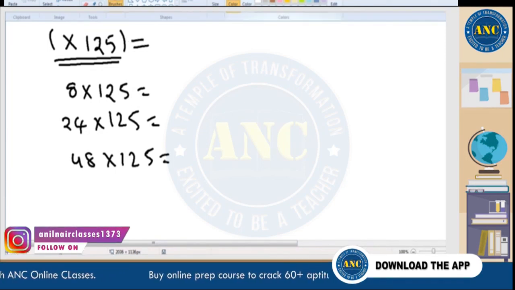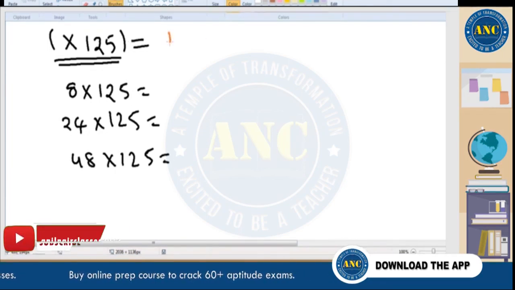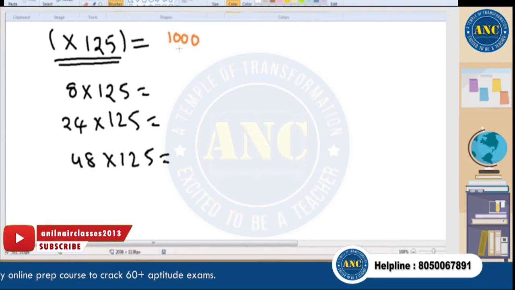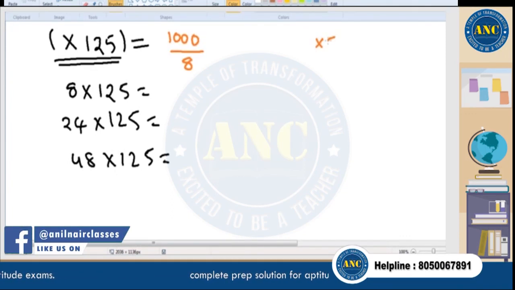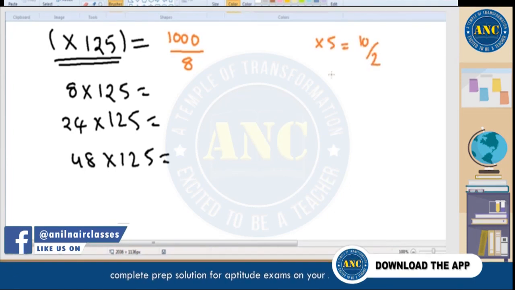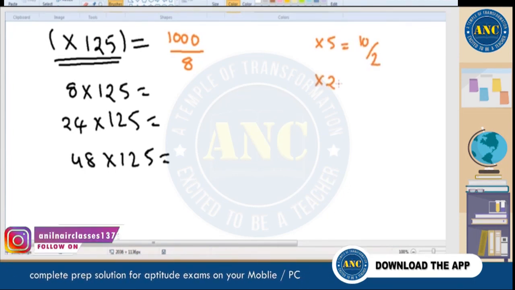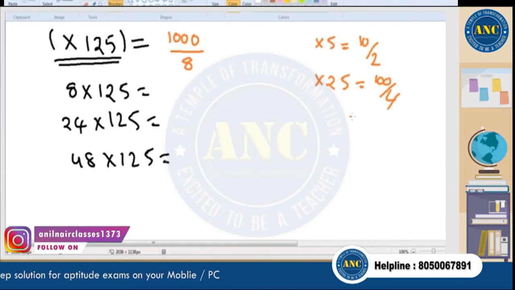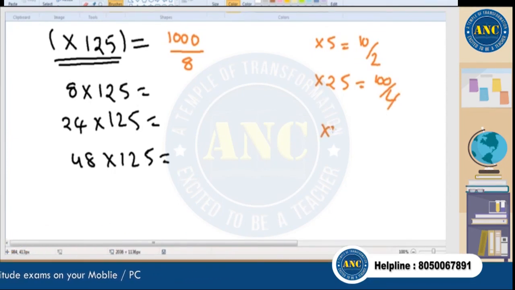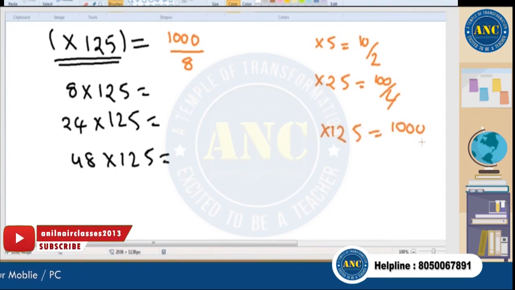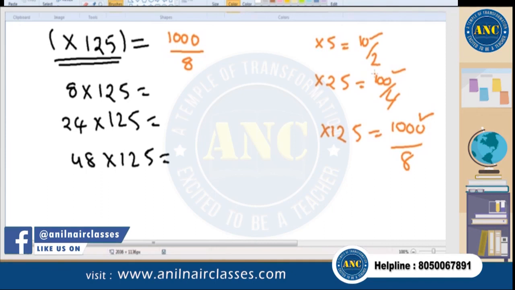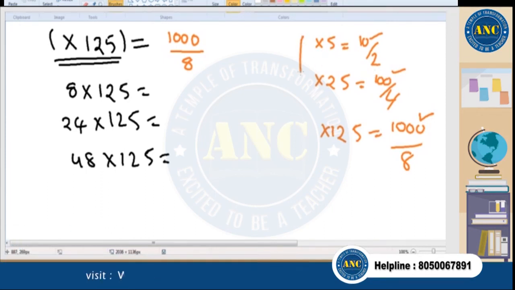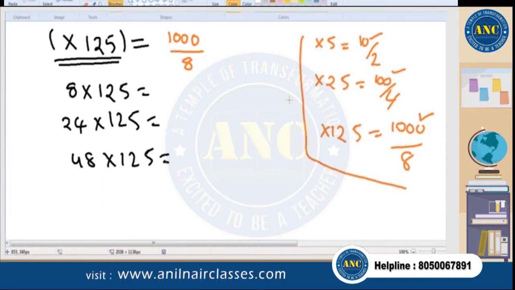125 is equal to 1000 by 8, sir. First multiplication with 5, it was 10 by 2. Multiplication with 25, it was 100 by 4. Multiplication with 125, it is 1000 by 8. In each and every step a 0 is increasing. In each step 2 2s are 4, 4 2s are 8. The 2 factor is going to be increased, sir. I hope it is clear.